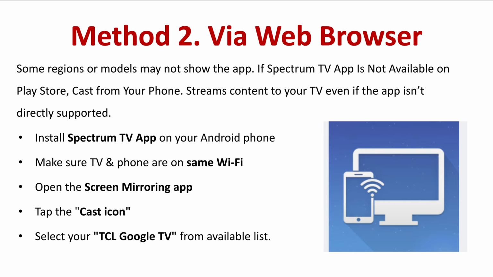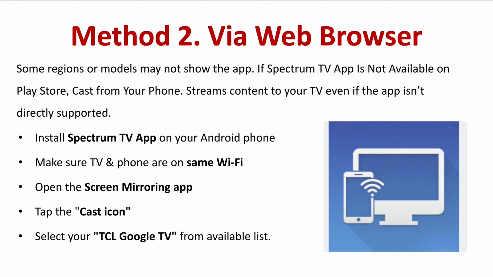Method second, via web browser. Some regions or models may not show the app. If Spectrum TV app is not available on Play Store, cast from your phone. Stream content on your TV even if the app isn't directly supported.